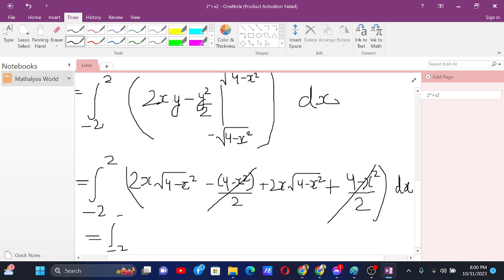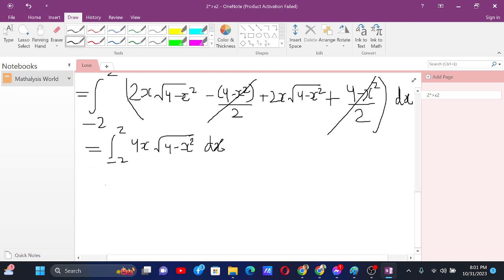And we have the integral from minus 2 to 2 of 4x root 4 minus x square dx. Now you can notice that this function is actually odd. Why odd? Because f of negative x is negative f of x for this function, x root 4 minus x square. If we have f of negative x, we have a negative sign over here, and this does not change due to the square, and the negative sign can be taken out, and we have negative f of x.